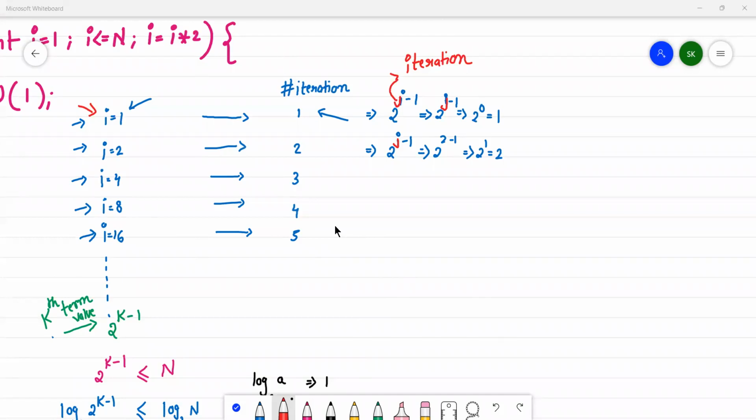But 2 to the power j minus 1 for the first iteration, 2 to the power 1 minus 1 is equal to 2 to the power 0. That is equal to the number of iteration. This is the value of I, no? Clear? No, ma'am.